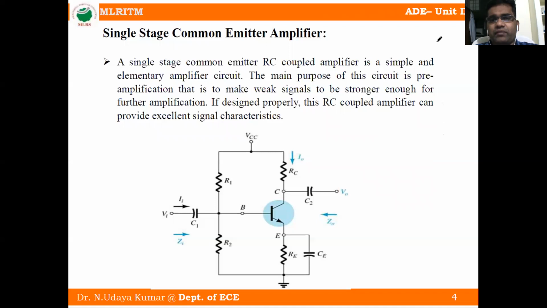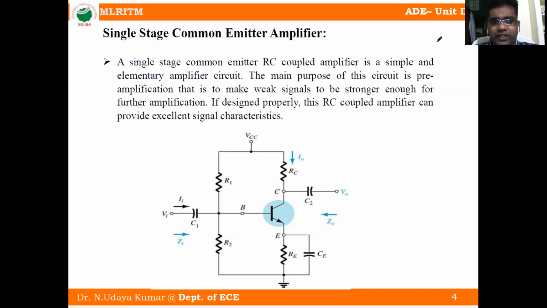The main purpose of this circuit is pre-amplification, that is, to make a weak signal strong enough for further applications. If it is designed properly, this RC coupled amplifier can provide excellent signal characteristics. So we will describe this one.